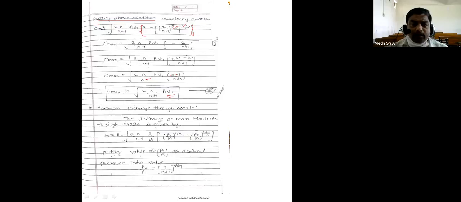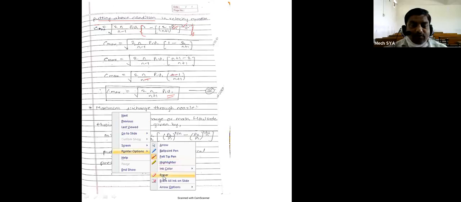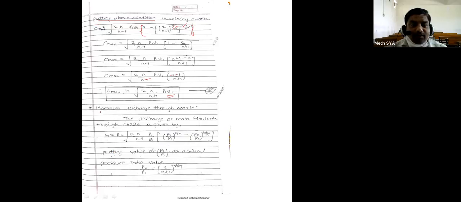Others, please reply. Okay, now up to maximum velocity we got. Now there is again one challenging part, that is maximum discharge through the nozzle. So the discharge equation we know. In the discharge equation we have to find the condition for maximum discharge, and in the same way we have to repeat that. So it will be M max.